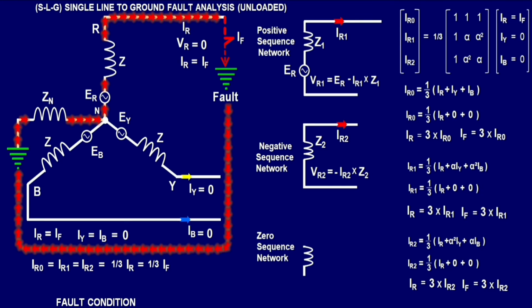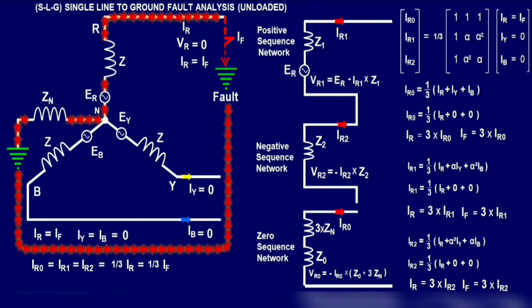Let us draw the zero sequence network. The zero sequence network does not contain any voltage source. The impedance included in the neutral is 3 times its value. VR0 equals negative IR0 times Z0 plus 3 times Zn.